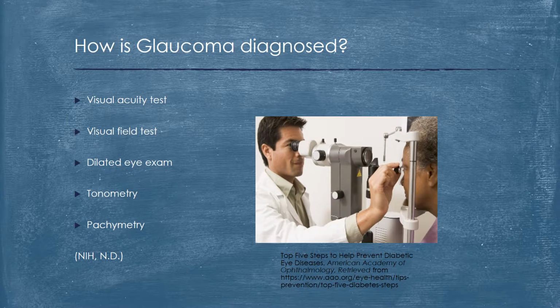How is it that we can diagnose this disease? The standard eye exams, such as the visual acuity test, which measures the sight at several distances, and the visual field test, which measures peripheral vision, may help to diagnose glaucoma. Another common test to diagnose glaucoma is the dilated eye exam. This is where drops are placed inside the eye to dilate the pupil. Then a special magnifying lens is used to examine the retina and optic nerve for signs of damage.